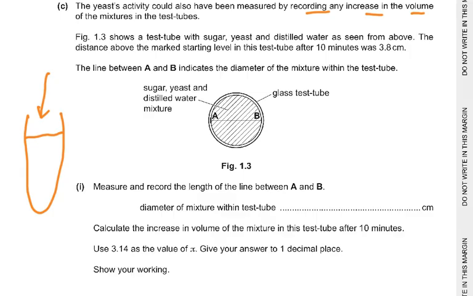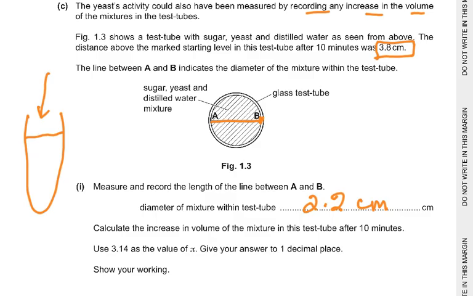The distance above the marking starting level in the test tube after 10 minutes was 3.8 centimeter. So they've given you this, the length of it. And the line A and B indicates the diameter of the mixture. This line AB is the diameter of the mixture within the test tube. Measure and record the length of the line between A and B. It was 2.2 centimeter. 2 centimeters given, so you don't have to write that.